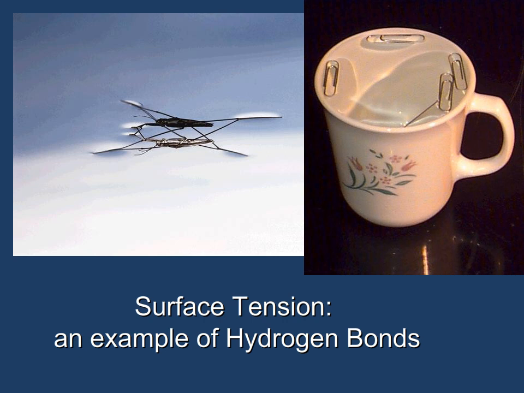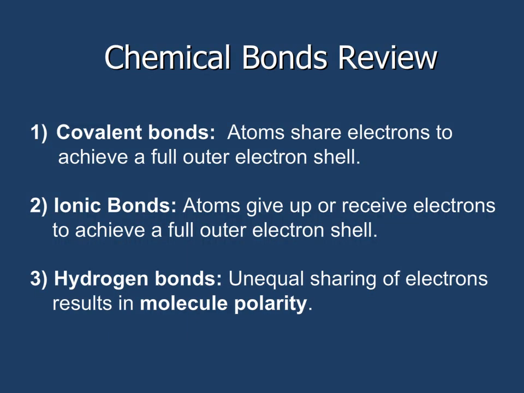So just a review on the chemical bonds. There are two different types of bonds which can make compounds, and these include covalent bonding, which involves electron sharing, and ionic bonding, which involves either donating or receiving electrons.